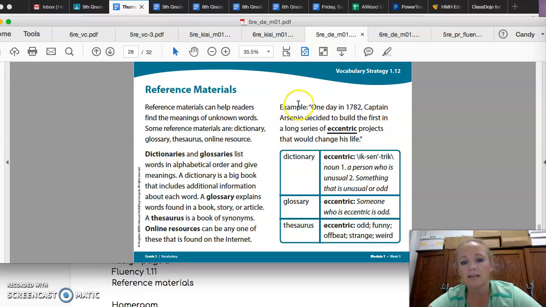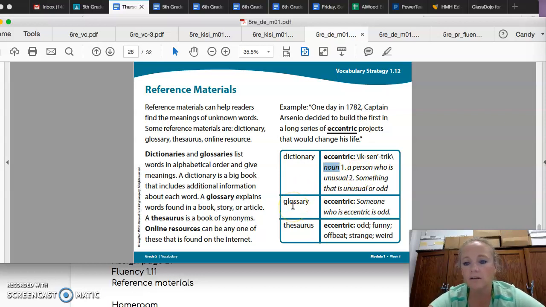And we just had the example one day in 1782, Captain Arsenio decided to build the first in a long series of eccentric projects that would change his life. So if I was going to look up the word eccentric, in a dictionary, they would tell me how to say it, the pronunciation. Then they would tell me what part of speech it is. Eccentric. Oh, if you call someone an eccentric, then it would be a noun. It also can be an adjective because it's describing someone, and then it gives a definition.